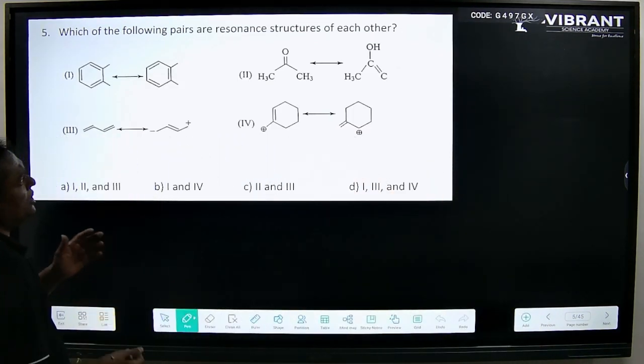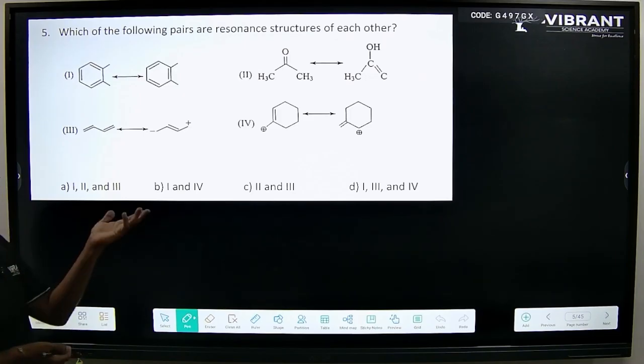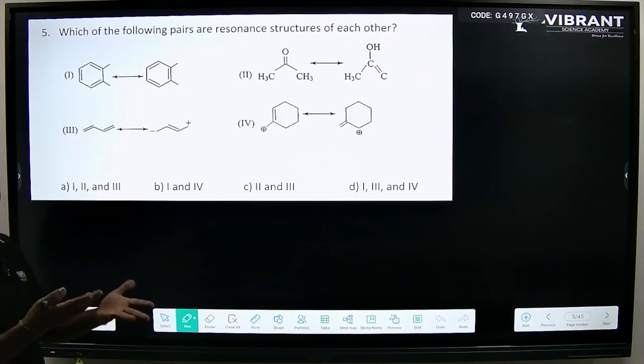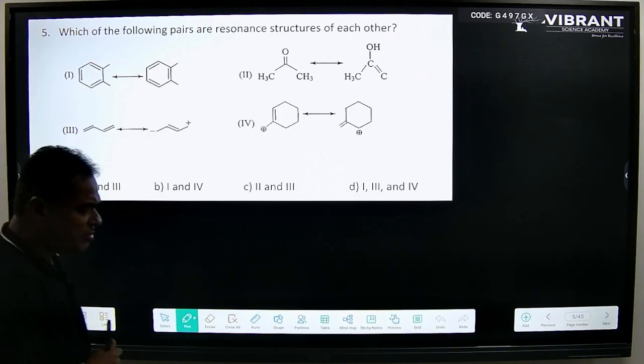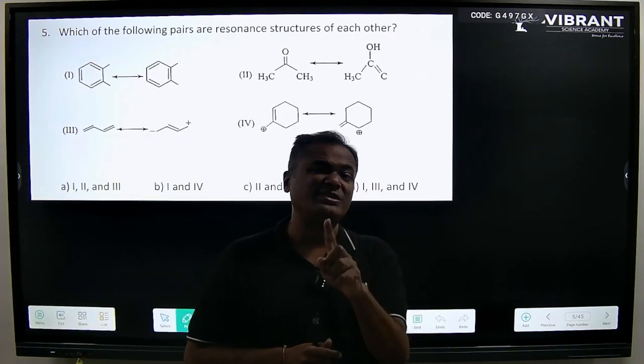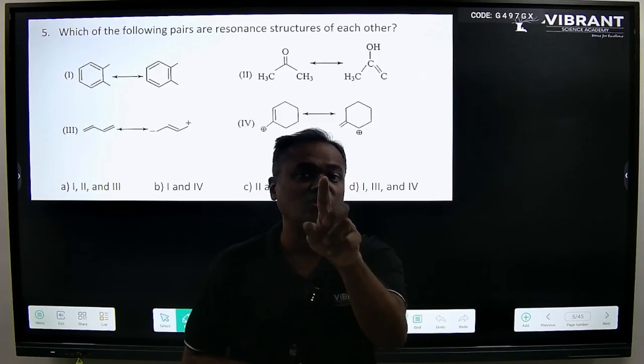The next question is, which of the following pairs are resonance structures of each other? That means they are simply asking which are the two compounds which are resonating structures in nature. Point number 1, do you remember one rule which I had told you? The position of an atom should remain the same in all resonating structures. If the position of any atom is changed, it is not a resonance.